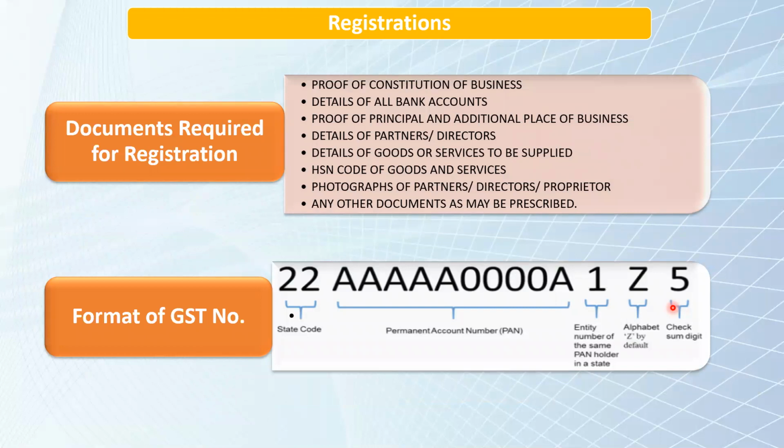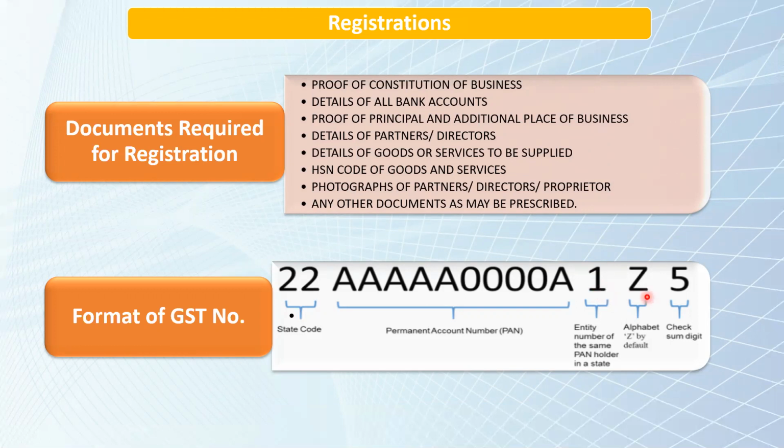Now, the format of the GST number is a 15-digit number. The first 2 digits represent the state code. If it is Maharashtra, then it is 27. If it is Gujarat, it is 24, likewise. Next is the permanent account number, the PAN. Next is the entity number of the same PAN in a state. If we have applied for more than one registration number, the first registration number will have one as the 13th digit in the GST number. The second GST number applied and received would be two, and so forth.